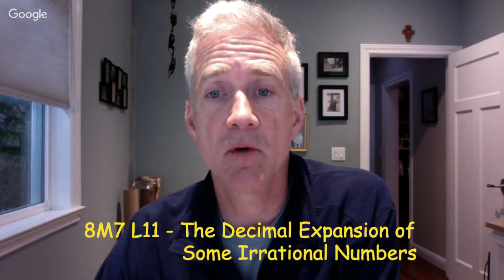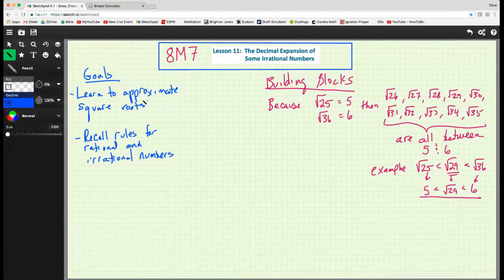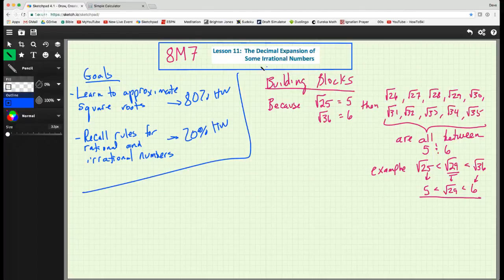All right, so we have two goals today. We're going to learn to approximate square roots. We're going to learn a method for that. 80%, 90% of your homework is going to be learning to approximate square roots. And then we're going to recall our rules for rational and irrational numbers. That's about 10 to 20% of your homework. Now, building blocks. We've done this before as well.